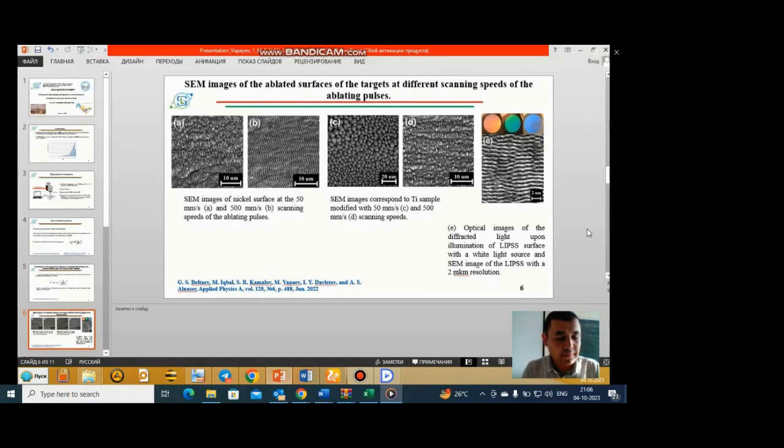Here we also present the illustration of the diffraction of the light on the modified surface with regular LIPSS. See figure E.